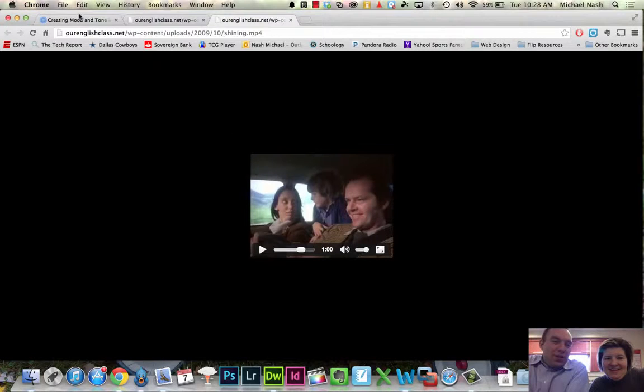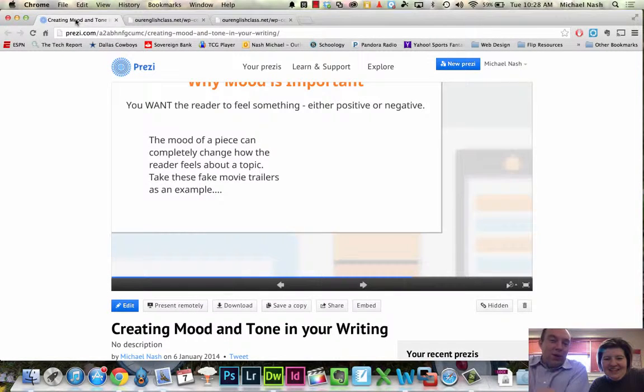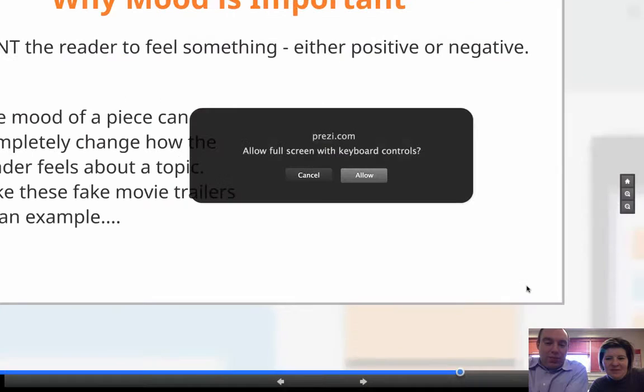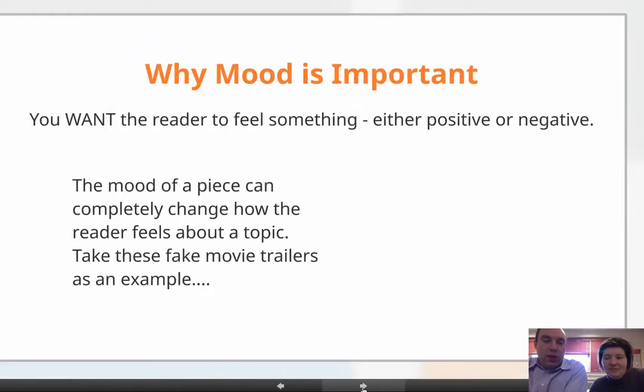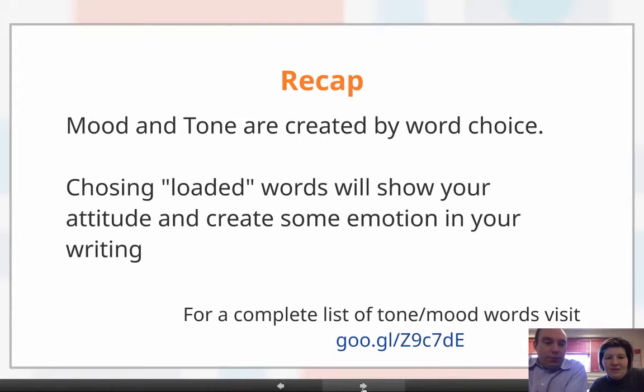So that's just another example. It's kind of silly, but it's an example of how the music and the way they display the images changes the mood to happy versus scary. You can do the same thing in your writing. You don't have music, so you have to use words, the way you display the information. So just to wrap things up a little bit, I thought that using the movie clips is the best example about how you can make a mood with just changing the feel of it, using the same skeleton of the piece. So to wrap things up, mood and tone are created by word choice.